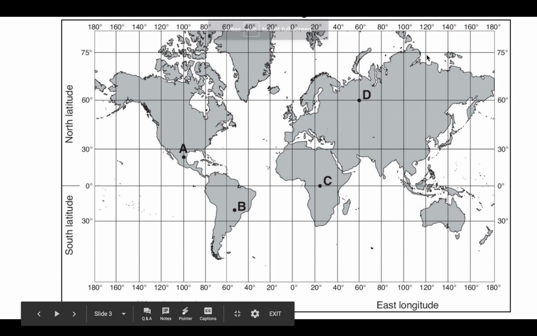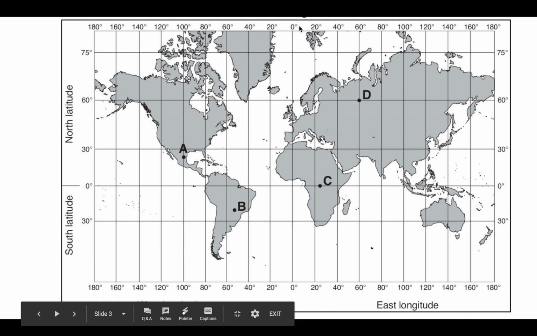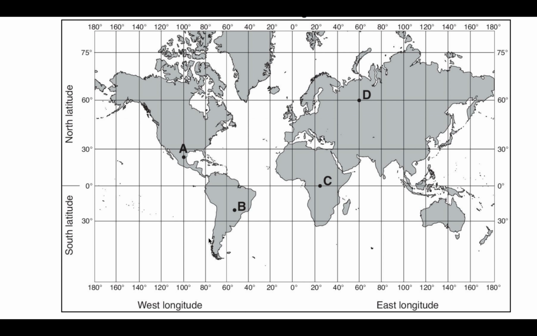Okay guys, so in this video, I'm going to go over some of the questions that I have for today's worksheet. So notice that we have this map here, and this is the same map as the one that you were given in class. Notice we have different points on the earth. We have A, B, C, and D.